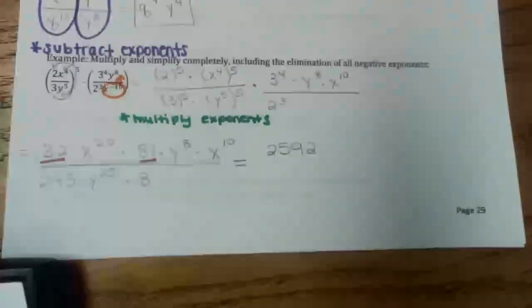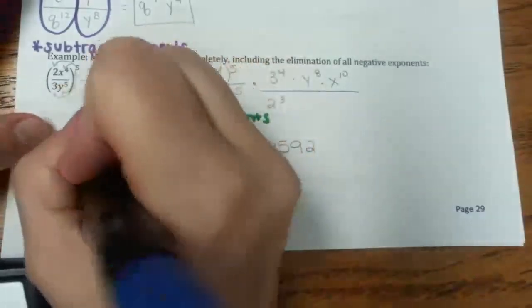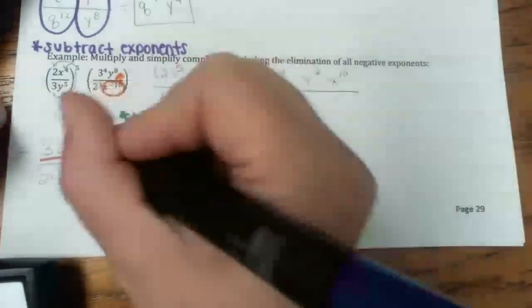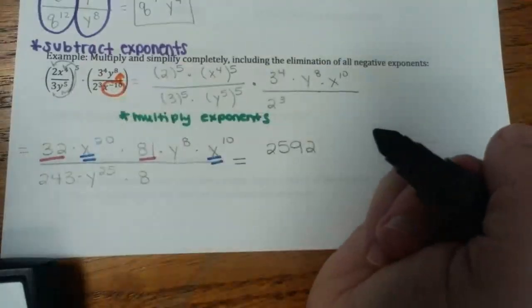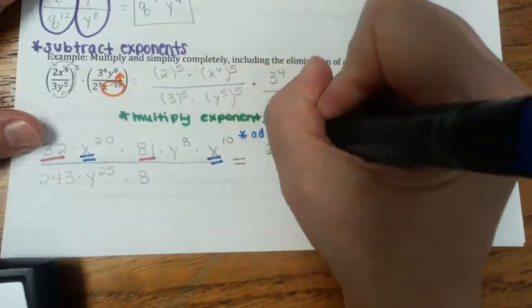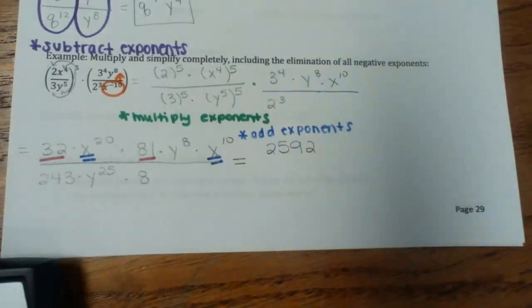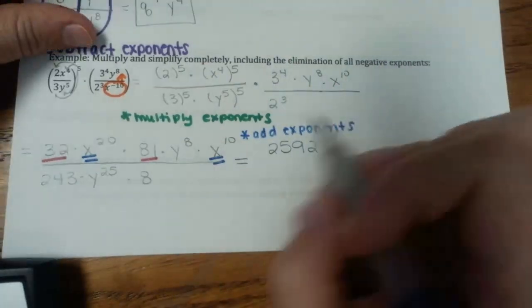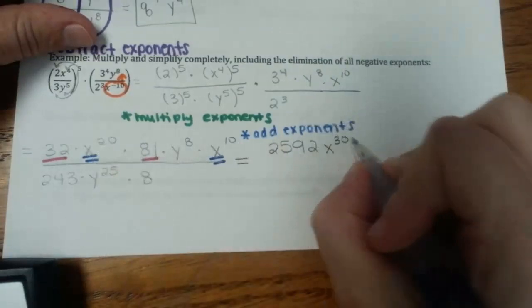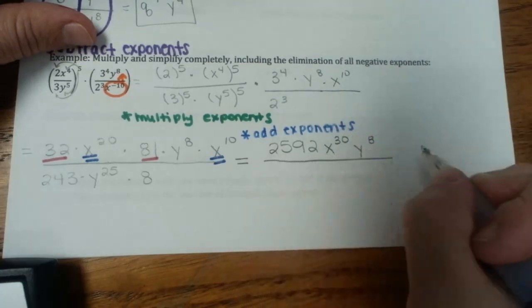Let's combine our x's while we're here. So, let's see, if we have x to the 20th times x to the 10th, we are multiplying those two exponential expressions. We can use the product rule. We can add our exponents. Which would give us x to the 20 plus 10, which would give us 30, times y to the 8th. So we simplified everything up top. Let's look at the bottom.